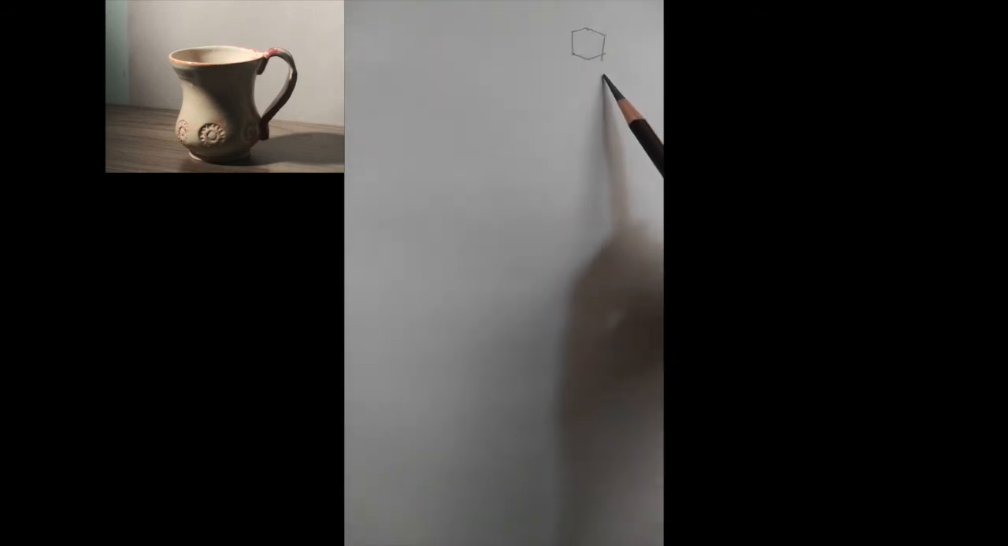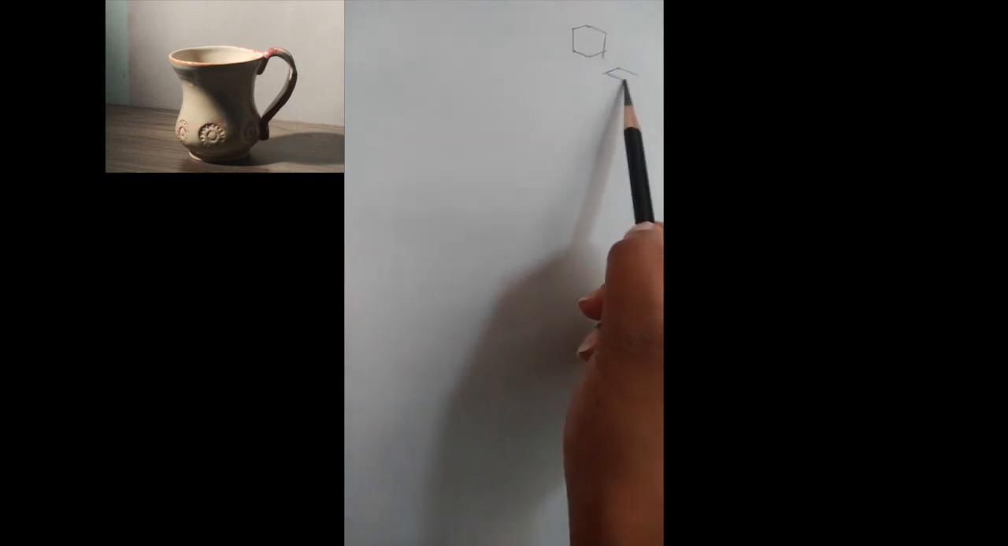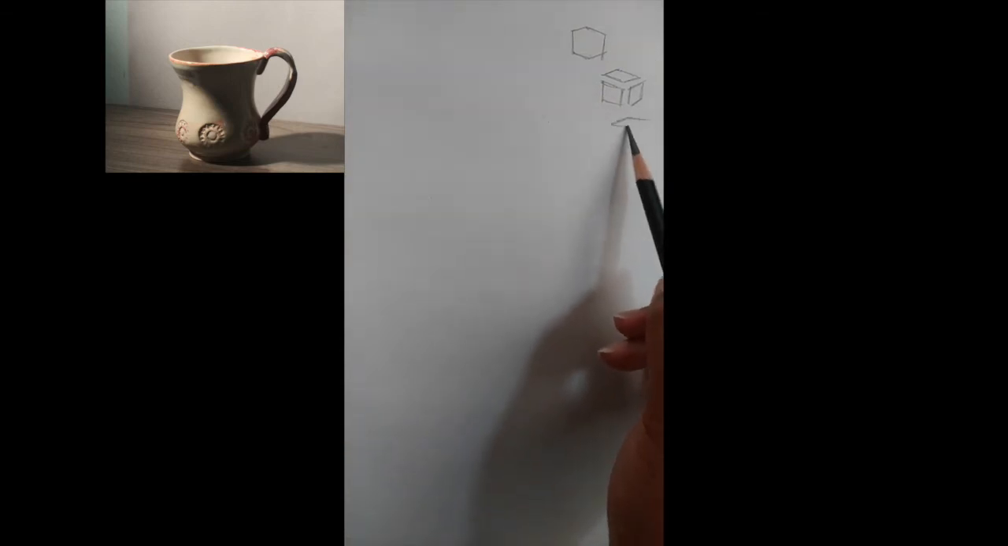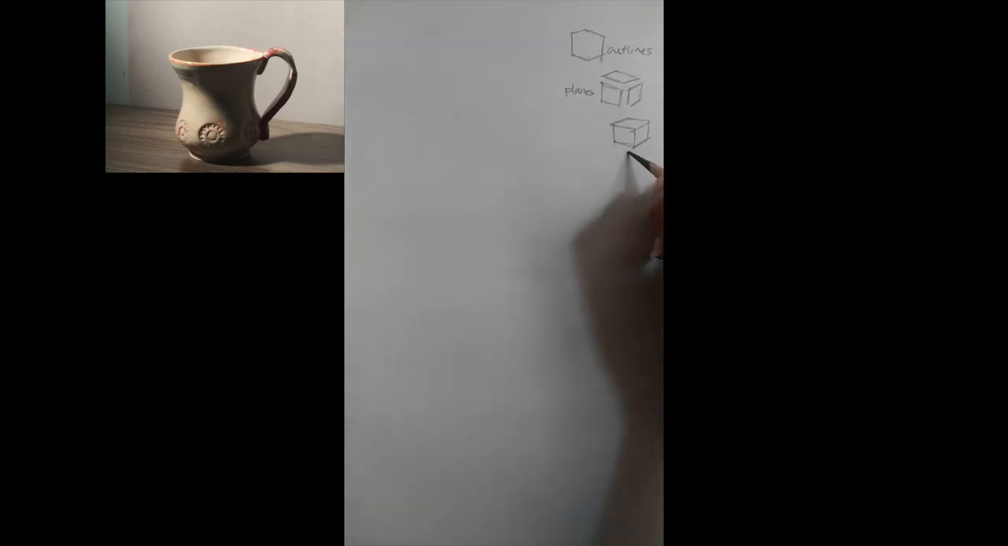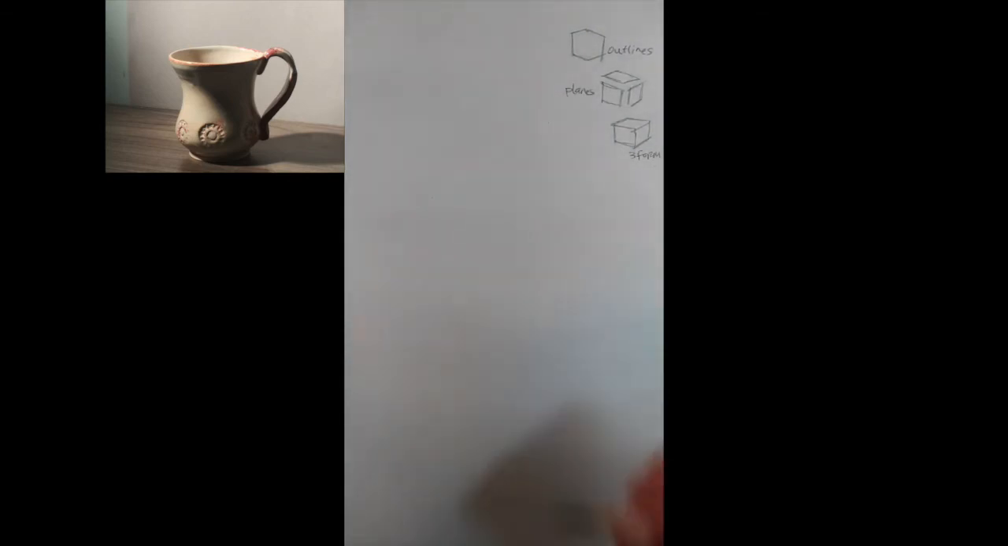And then also we can have planar shifts, which are here. This is one plane, another plane, which is here, and another plane that's here. And when all these planes connect together, that gives you 3D form. So this is outlines, this is planes, and this is 3D form, because we have a cube.